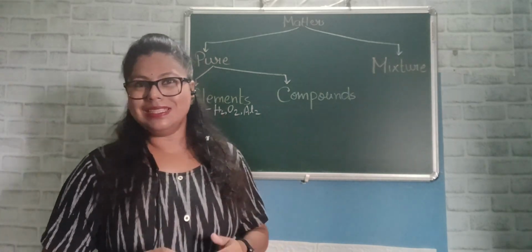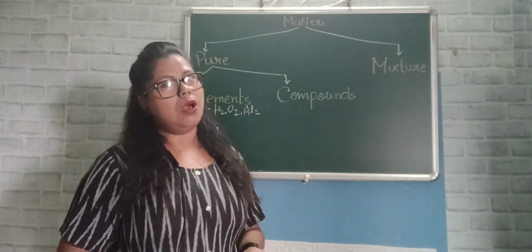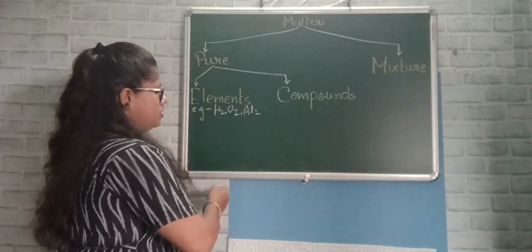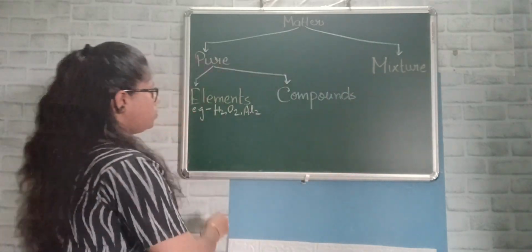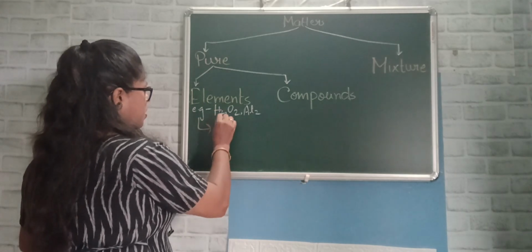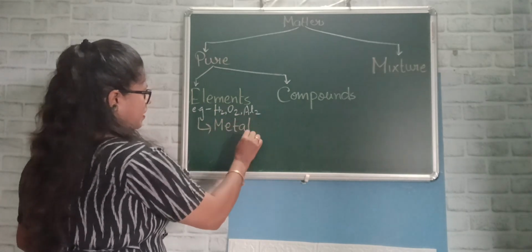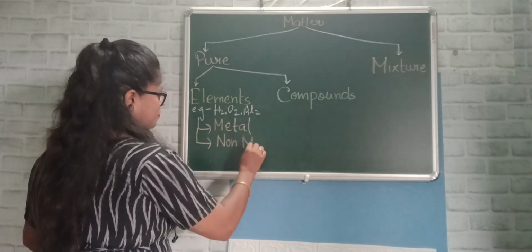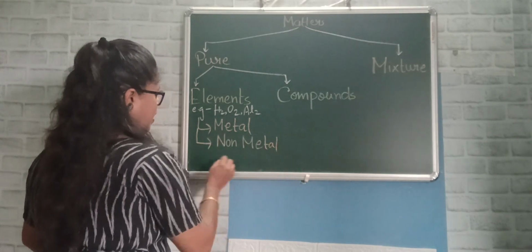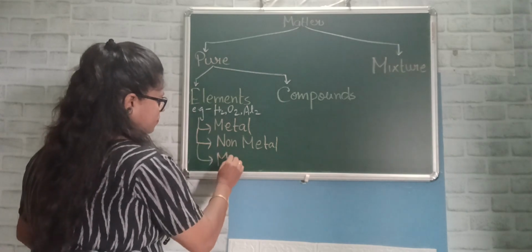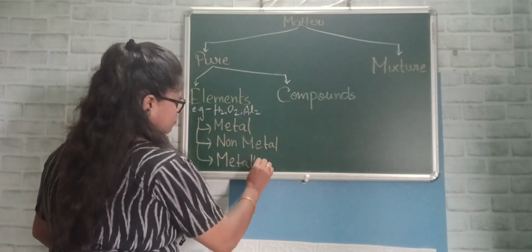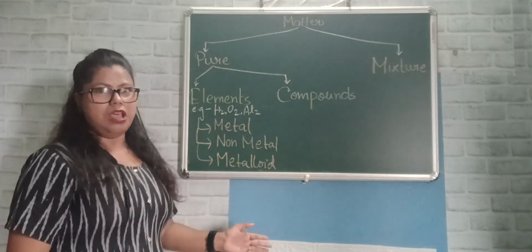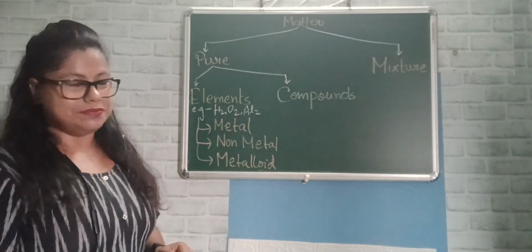After understanding this periodic table, things become even more clear to us that these elements can be further divided into three types. It can be metal, it can be non-metal, it can be metalloid. So a further division of elements was done.